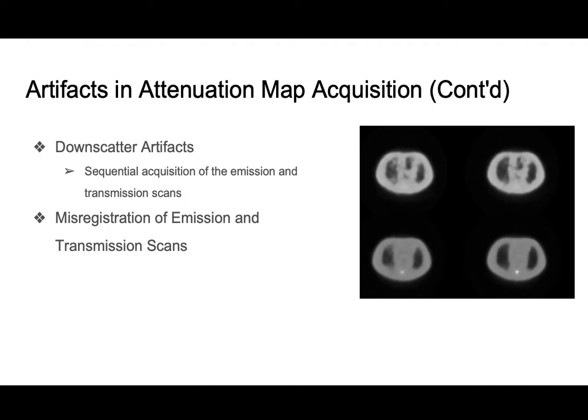Another artifact is the misregistration of emission and transmission scans. When we are using the CT system to obtain the attenuation map, we need to make sure that the attenuation map matches the orientation of the SPECT image. As mentioned by the paper, a shift of 2.9 centimeters will raise the error by 30%.